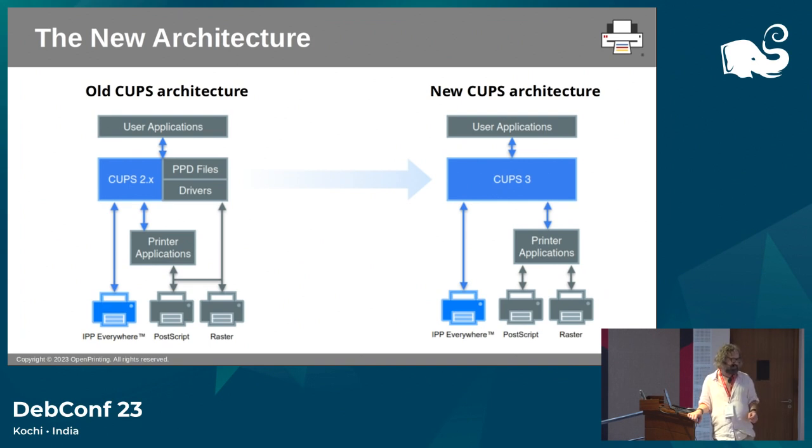But the CUPS 2.x for non-driverless printers can work like in the new architecture because it already supports driverless printers, so it can also use printer applications as printer drivers. But it still can go the old way, like all the 23 years, manually installing a CUPS queue with a PPD file and a driver filter, and this way support the non-driverless printers.